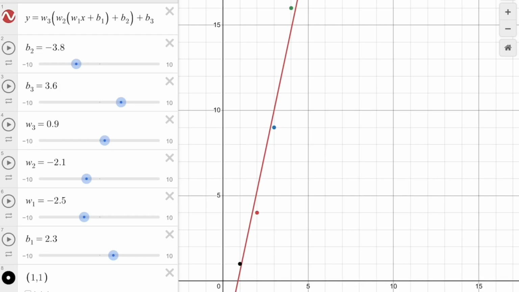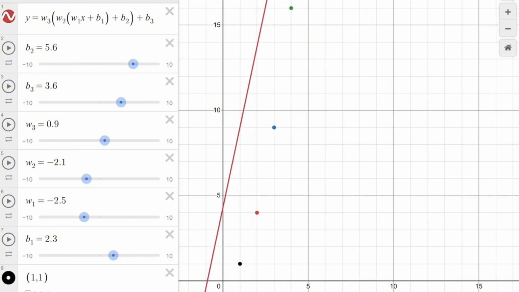So just to be clear, this line here represents all the possible output values of the neural network. It's all the values the neural network can spit out. And if we change a variable or many variables, the possible values that the neural network can output do change, but they remain a line.